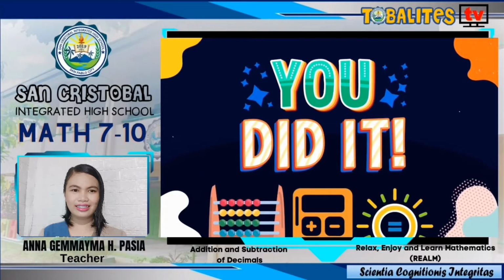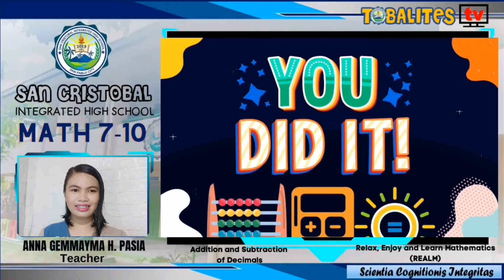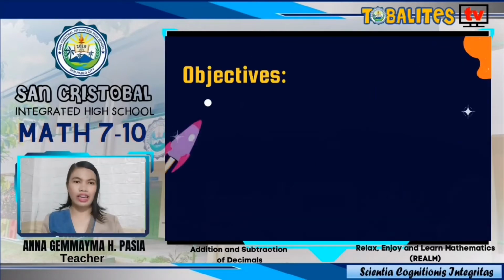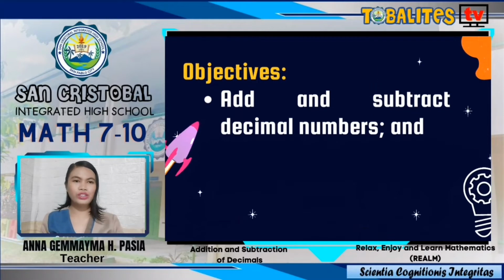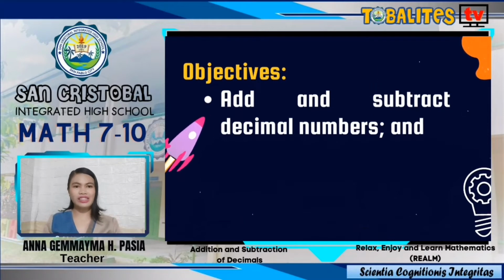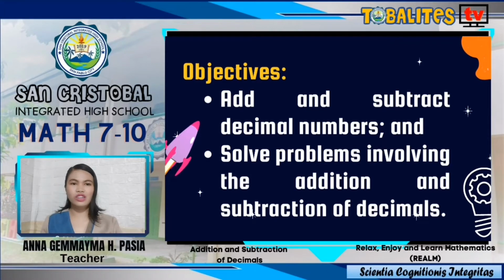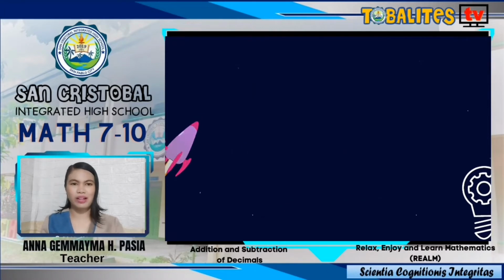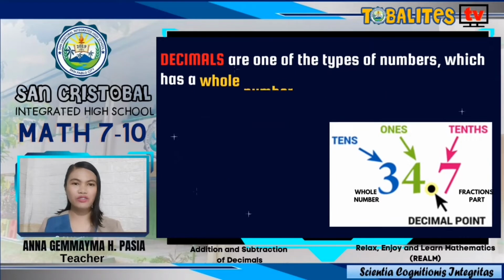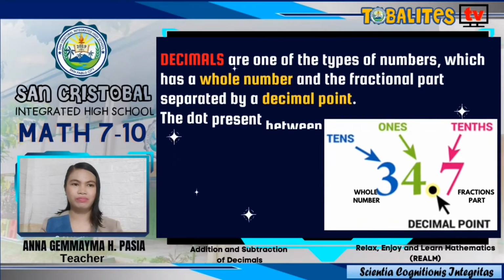Did you get a perfect score? Good job, learners! At the end of the lesson, the learners are able to add and subtract decimal numbers and solve problems involving the addition and subtraction of decimals. Now, let us define what a decimal is.